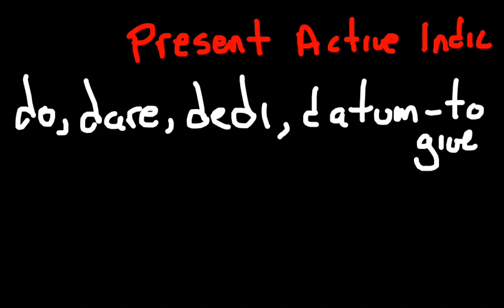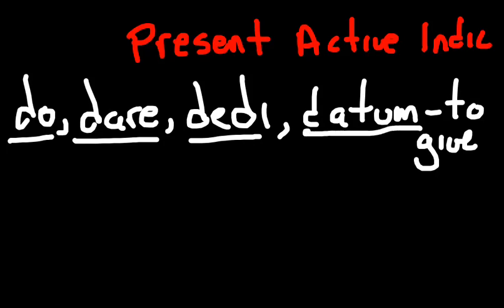So these are just the four parts of the verb. Do, first person singular, present active indicative. Dare is the infinitive, which literally means to give. And dati, first person singular, perfect active indicative. And datum is the perfect passive participle, which we don't need. We don't need this one, and we don't need this one for right now. So just ignore those so they don't get in the way.